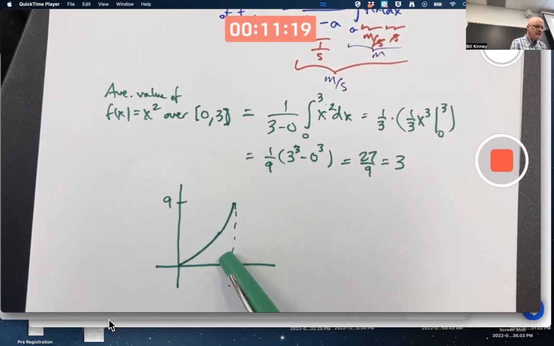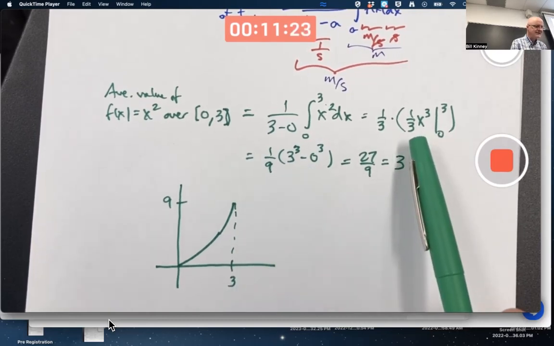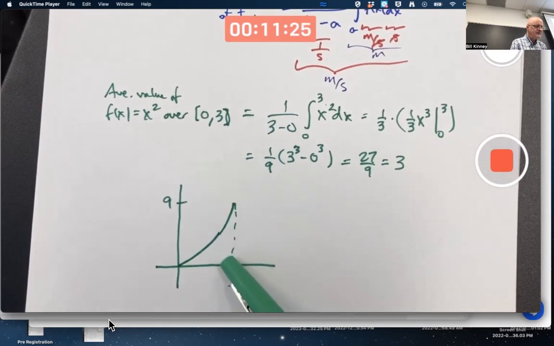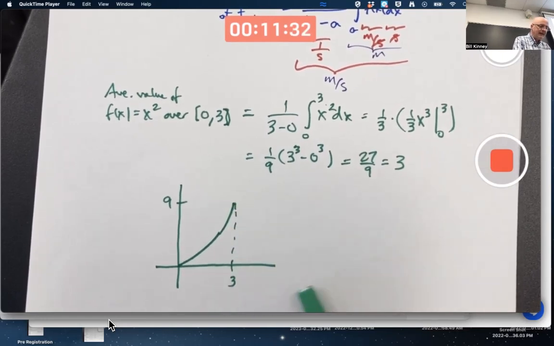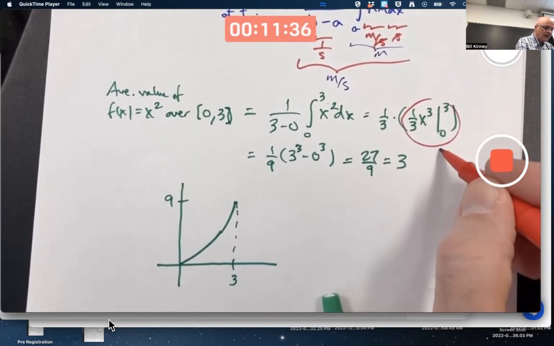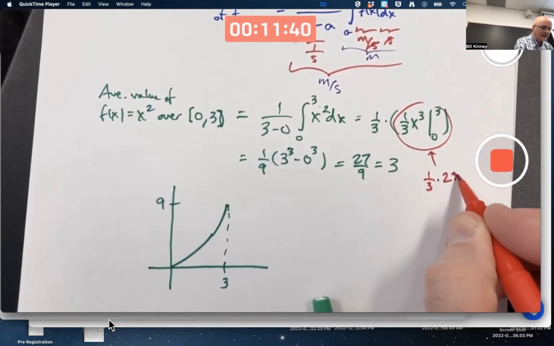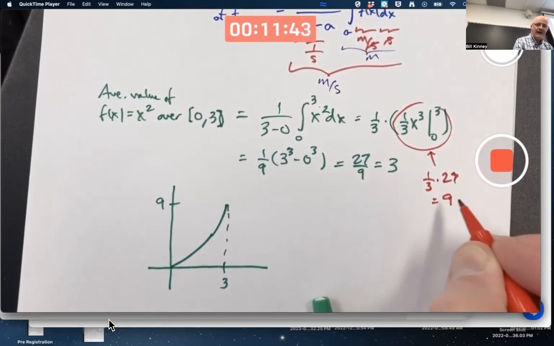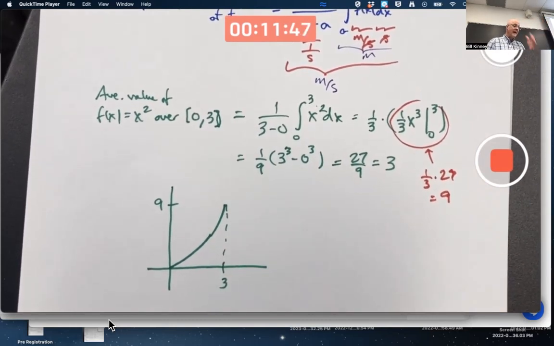Oh, did I make a mistake? Actually, the integral is not 27. It's 27 times 1/3, which is 9. 1/2 times 9 times 3 is 13.5. That would be the area of this triangle. The area under the curve itself is this thing: 1/3 times 27, 27/3, which is 9. That's the area under the graph. But that's not the average value. The average value is 3.